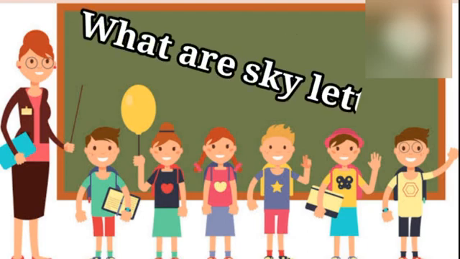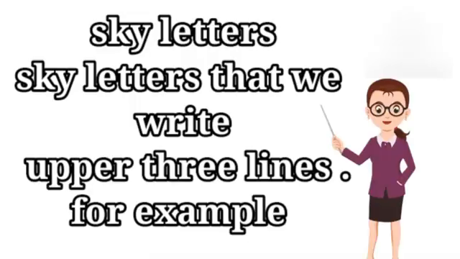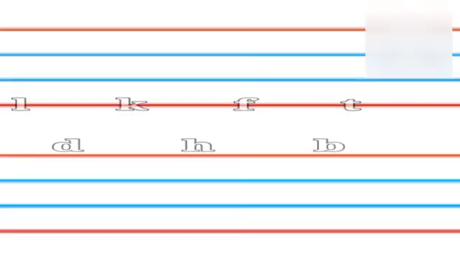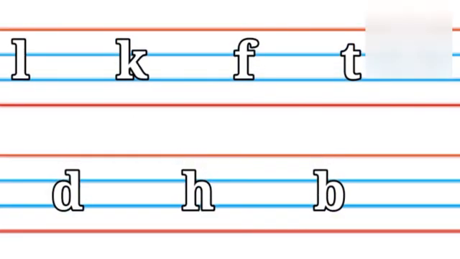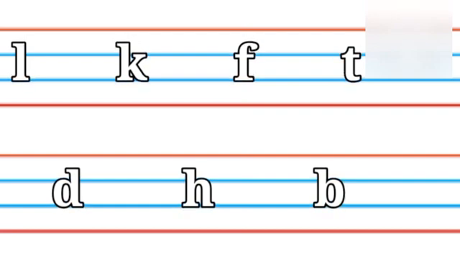What are sky letters? Sky letters are letters that we write in the upper 3 lines. For example, I, K, F, T, D, H and B.